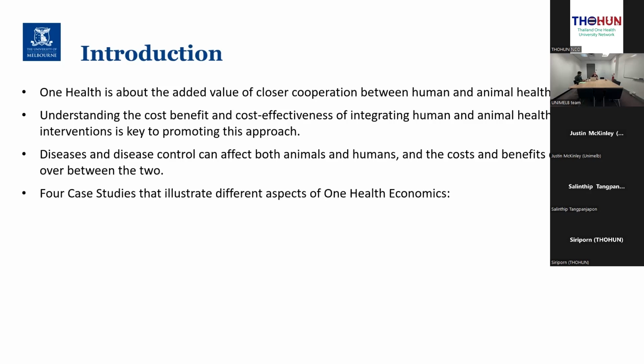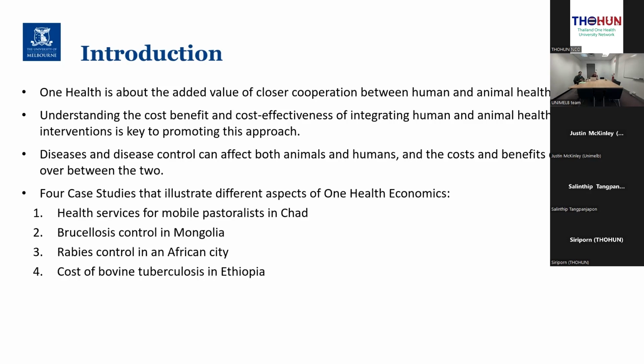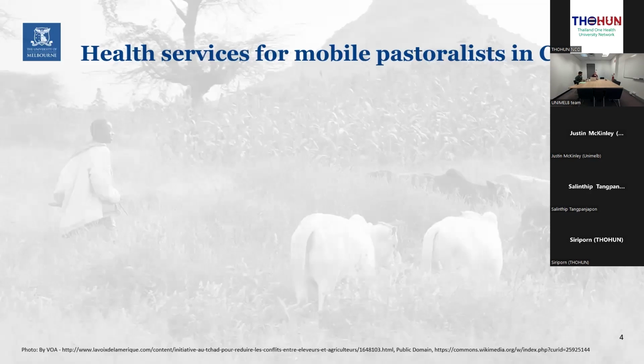So he's touching on these main ideas through 4 case studies that are illustrating these different aspects of One Health economics. So we'll go through them one by one briefly. The first is health services for mobile pastoralists in Chad. Second is brucellosis control in Mongolia. Third is rabies control in an African city. And 4 is the cost of bovine tuberculosis in Ethiopia. And each has their own important lessons to be learned.